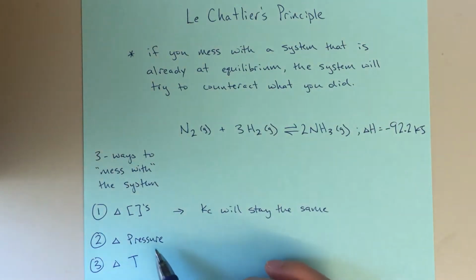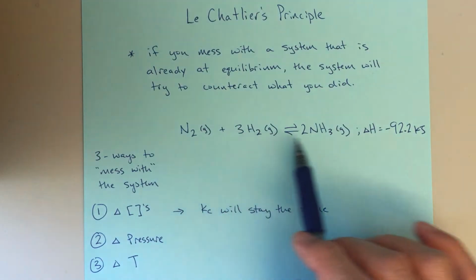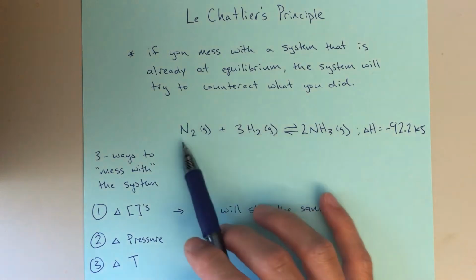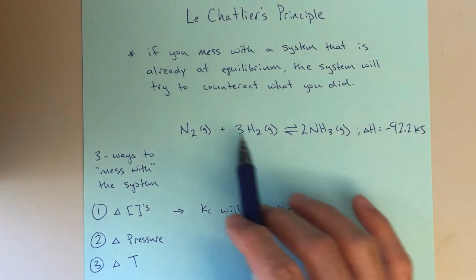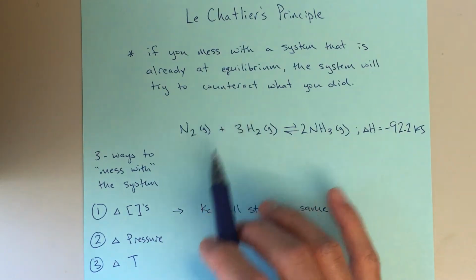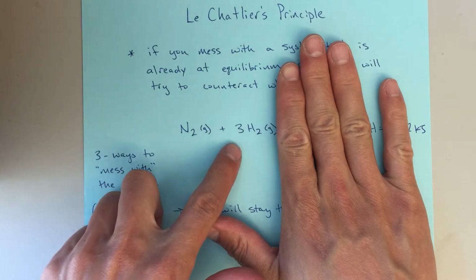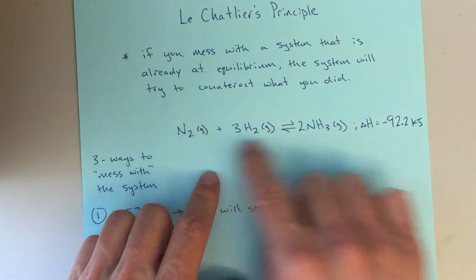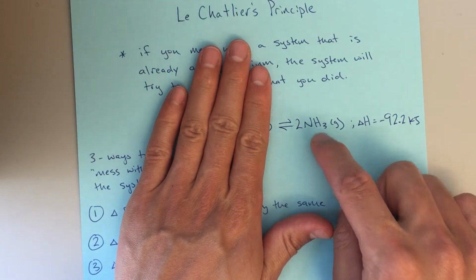The second way that I can mess with the system is by changing the pressure, and I'm talking about the external pressure here. The external pressure is going to affect this equilibrium based off of the number of moles of gas that are present in my system. The idea here is that if I start with just reactants, I've got 4 moles of gas total. If I go to completely products, if I run this reaction completely to the right, I'm going to end up with 2 moles of gas.